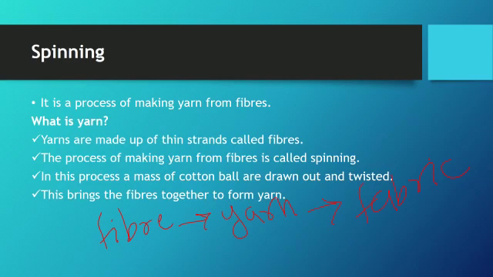Now the cotton that is obtained is going to be converted into yarns. Yarns are made up of thin strand-like structures called fibers. The process of making yarn from fiber is called spinning. So from fiber to yarn, that process is what we call spinning. In this process, a mass of cotton is drawn out and twisted. Think of a diya wick which we used to make. We take some cotton and twist it, and we get a filament. This brings the fibers together to form yarn.